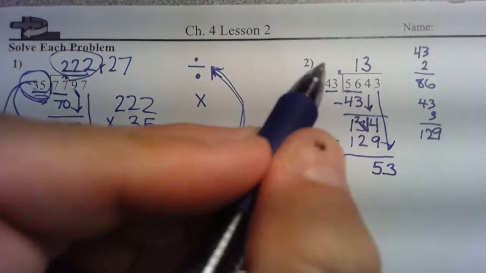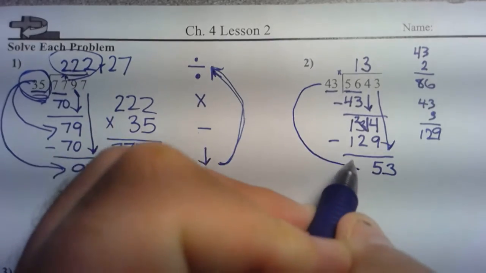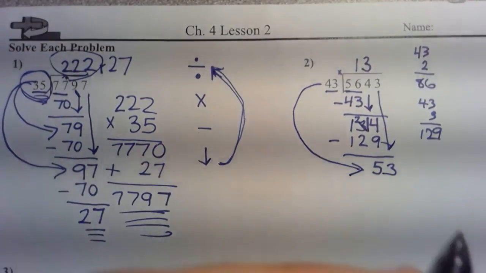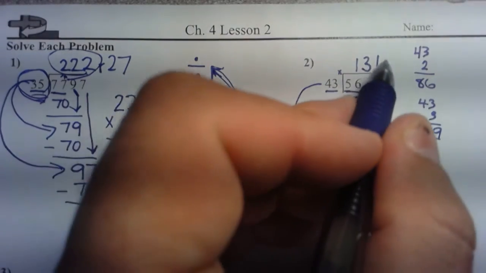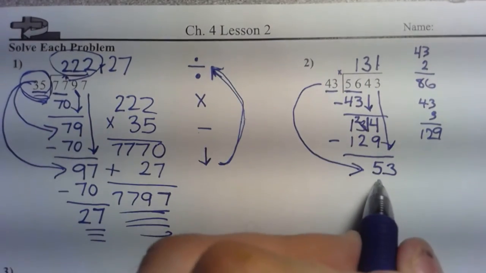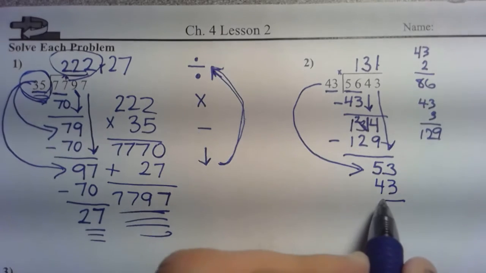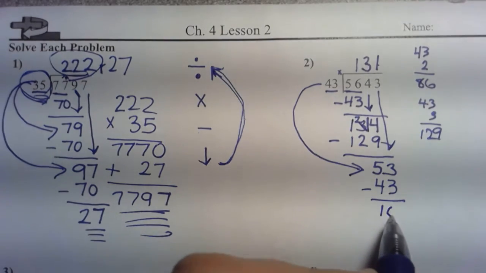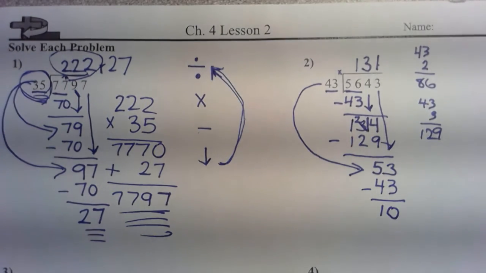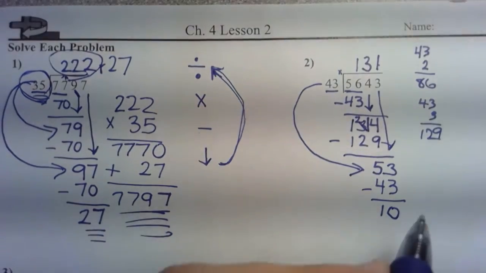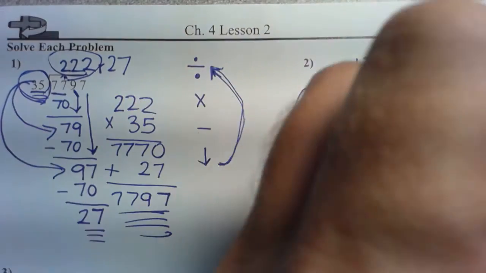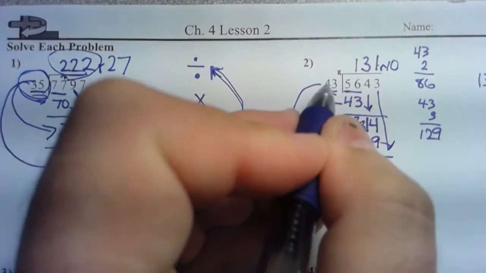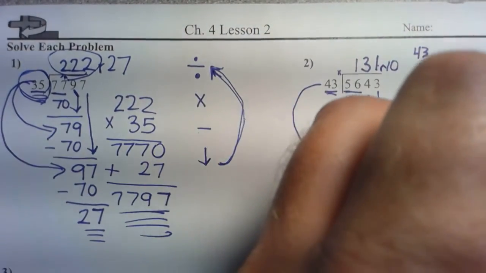Now we repeat. How many times does 43 go into 53? Once. Asher, what is 1 times 43? 43. Subtract those. What do you get? 10. Again, this number is smaller than this number, so we're done. So 131 remainder 10.